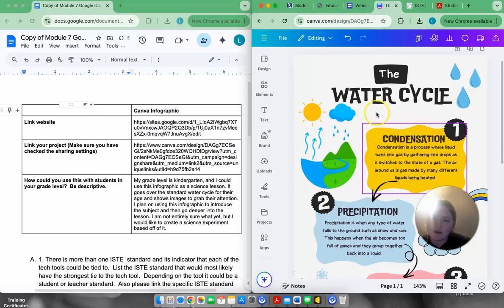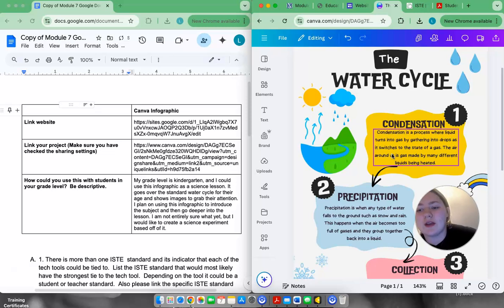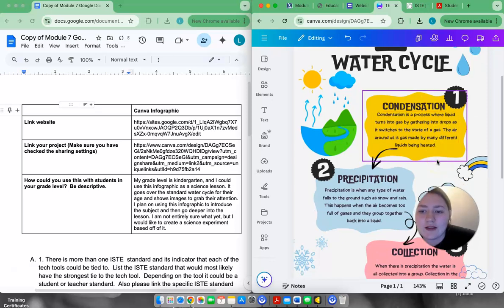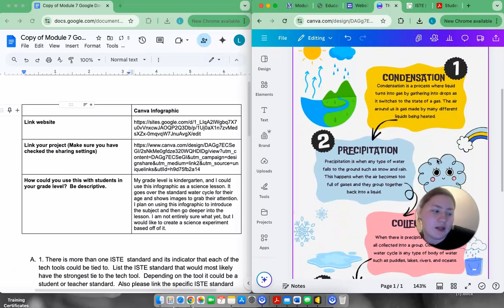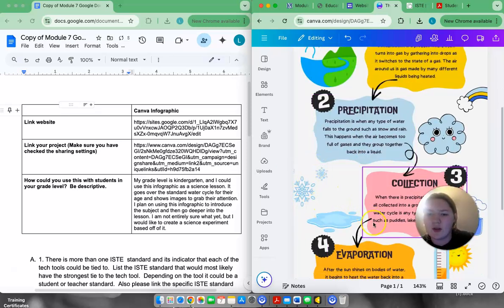and what goes next. Condensation is a process where liquid turns into a gas by gathering into drops as it switches to the state of a gas. So then I added the air around us is gas made by different liquids being heated, so they knew I wasn't talking about gas that goes in a car. And of course, this is something we can talk about too when we're going over it, is I can ask them what they know, if they know what a gas is in this specific situation.